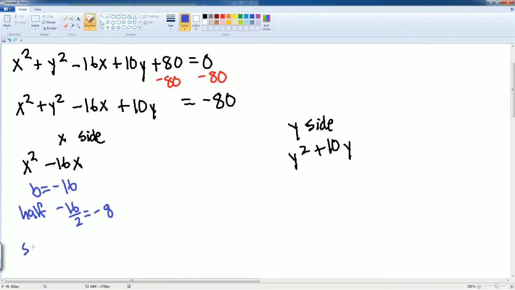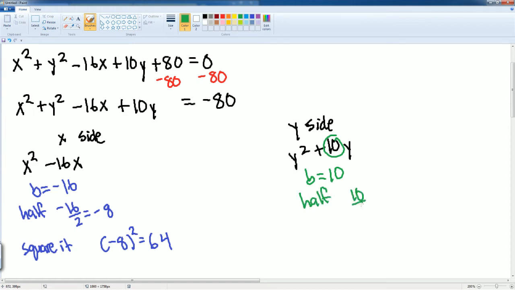Now you're going to square it. So negative 8 squared gets you 64. All right? Here the b was 10. We're going to half it. 10 divided by 2 gets you 5. Now we're going to square it. 5 squared gets you 25.